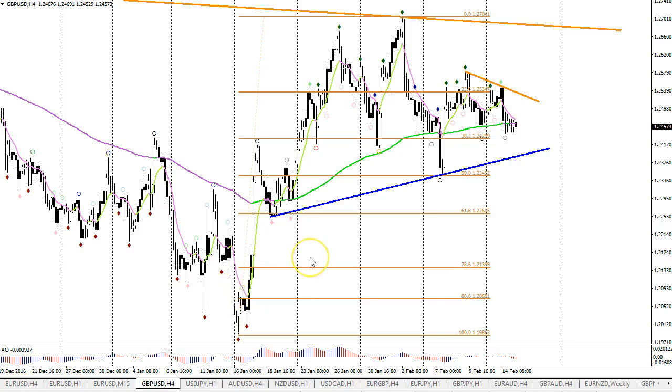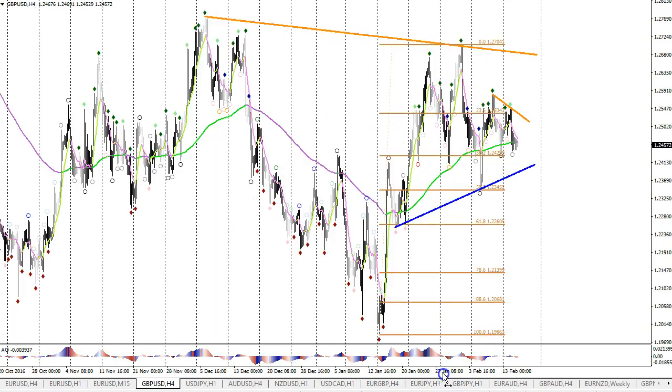This is the pound USD 4-hour chart, and it is a bit of a mess at this moment because price is in a triangle indicated by the orange line here and blue line. If we zoom out, you can see here basically how price is making a contracting triangle in a way.